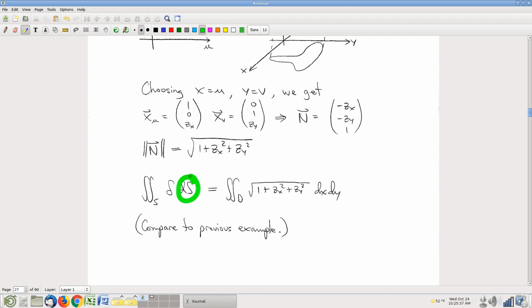dS is the stretching factor times du dv. Here's your stretching factor.